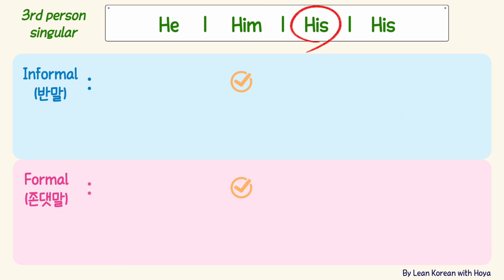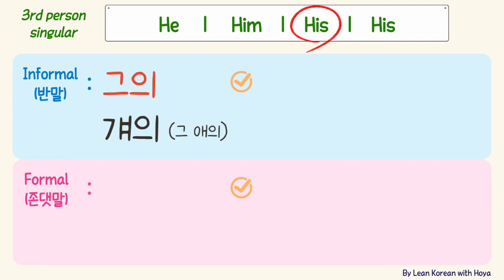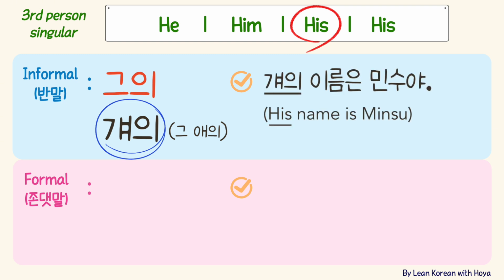The next one is his. According to the textbook, his in Korean is 그의, but we don't use it in real life conversations. We're going to replace it with 걔의. His name is 민수. 걔의 이름은 민수야.